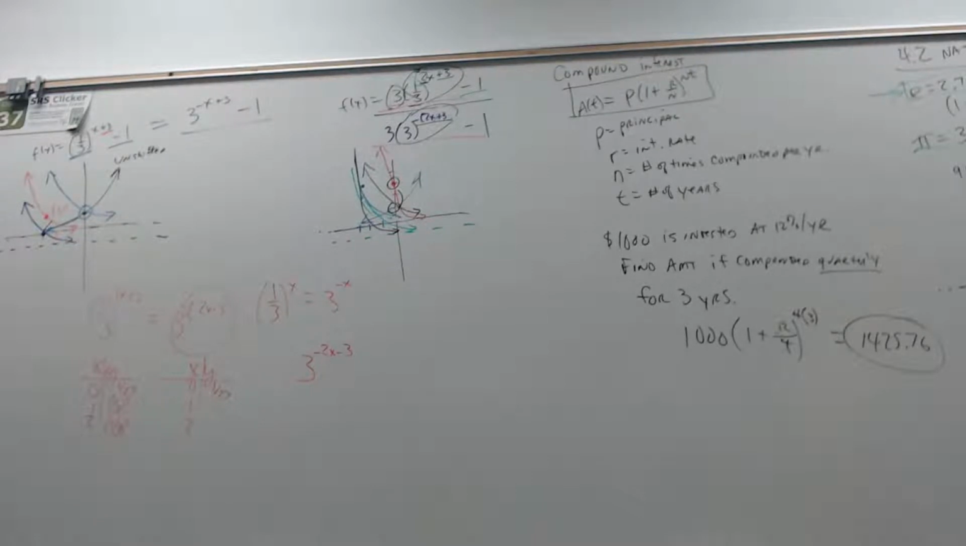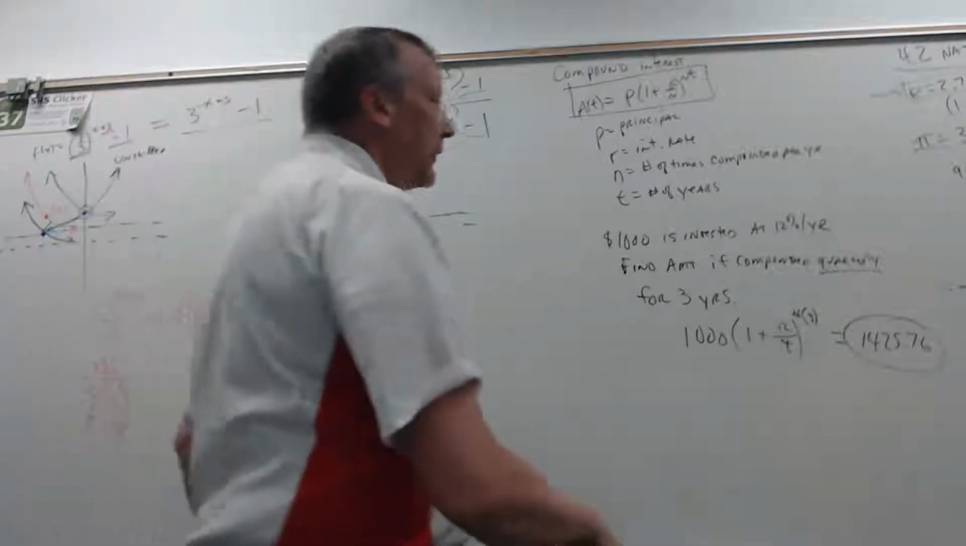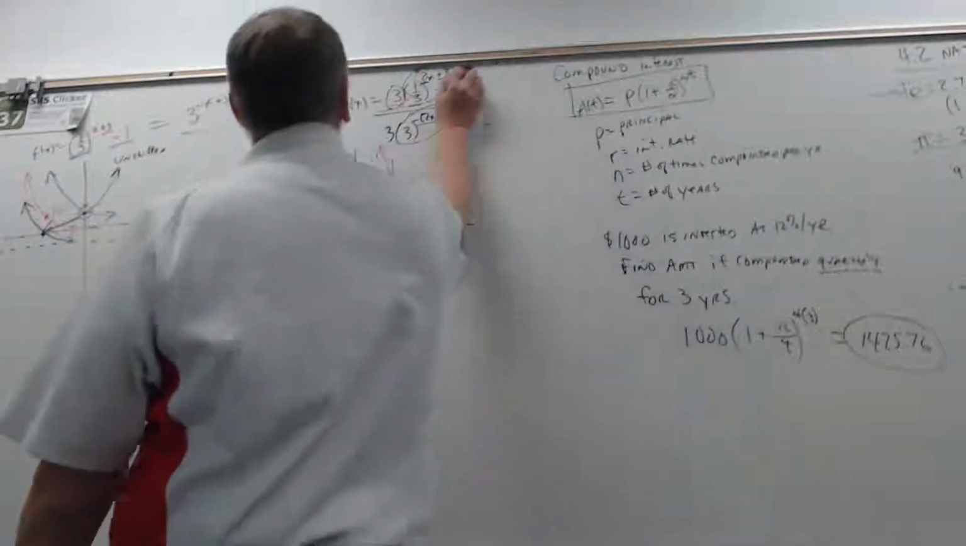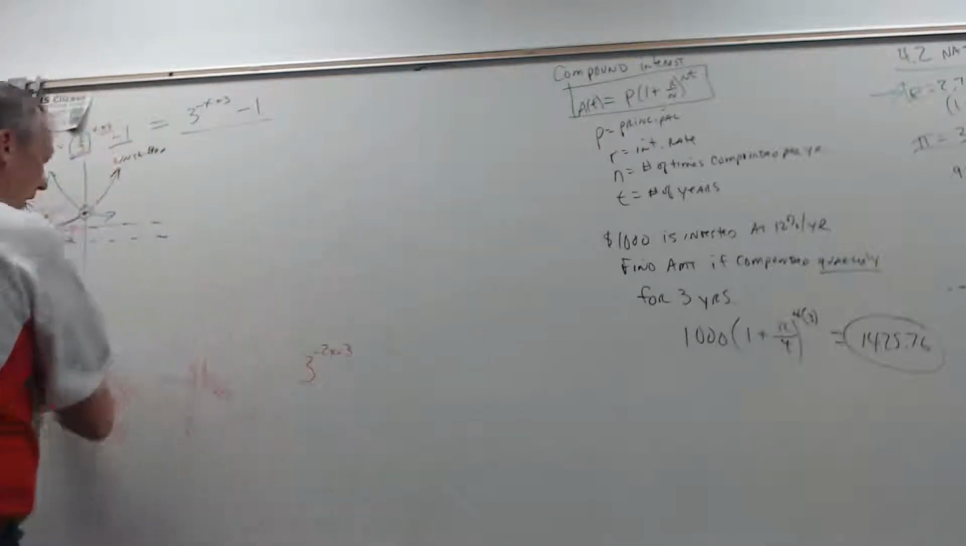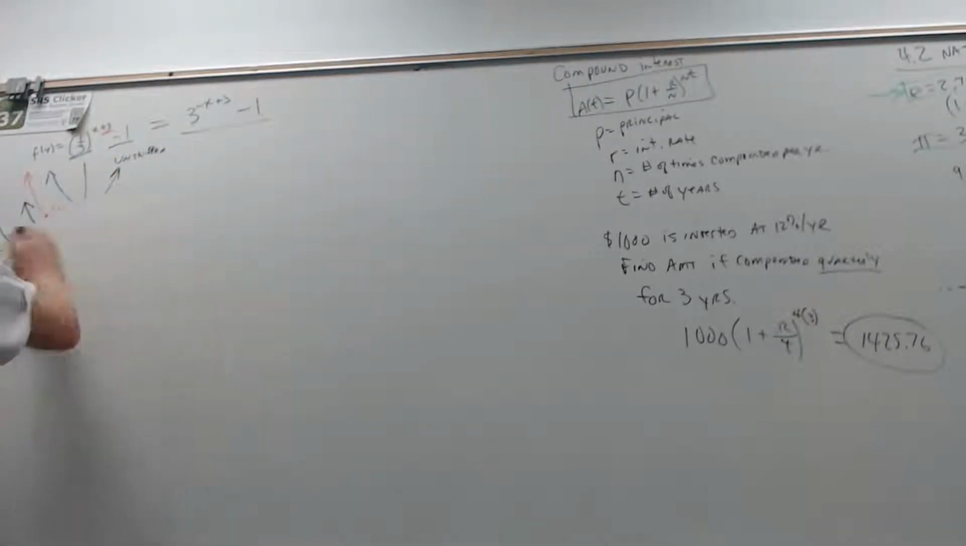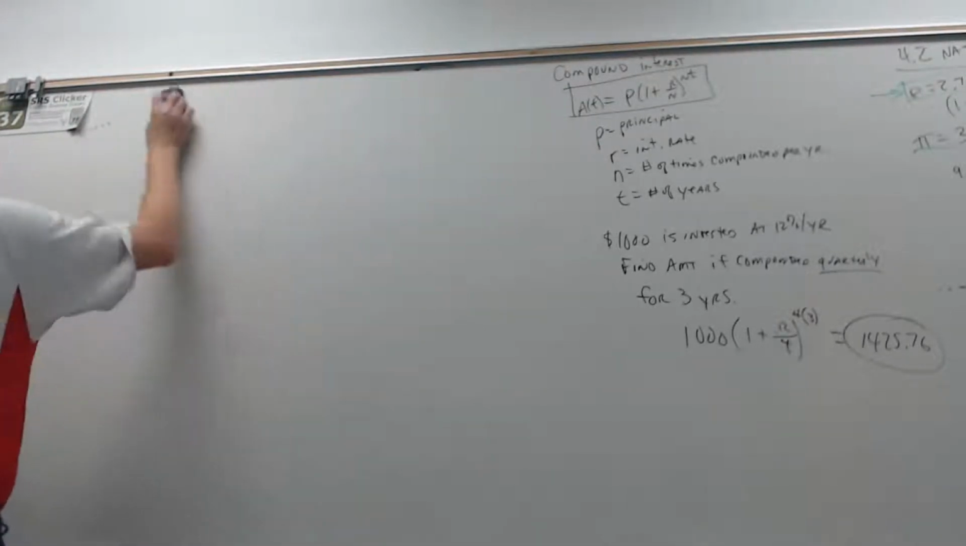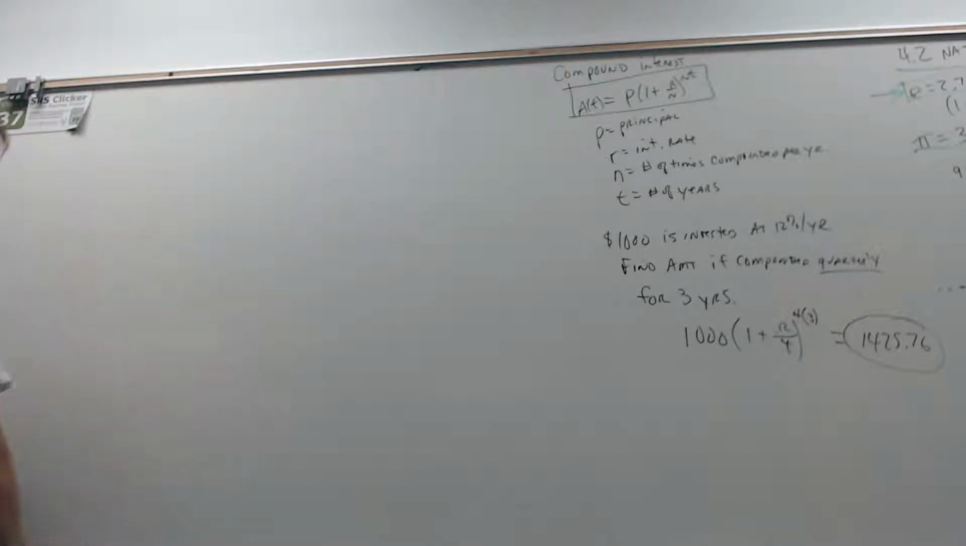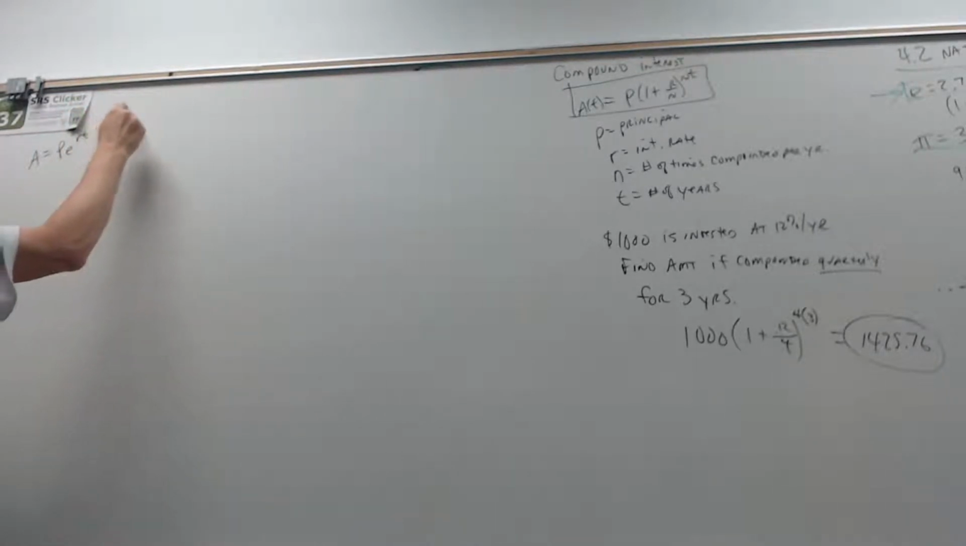Yeah, compound interest. We also have continuous interest, and that's where this comes in. I think Marco already gave us that formula. Read it to us again. A equals P e to the RT. That's what we call continuous interest.